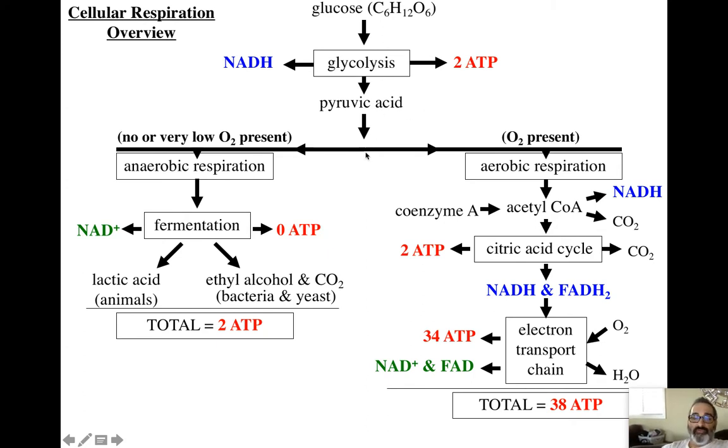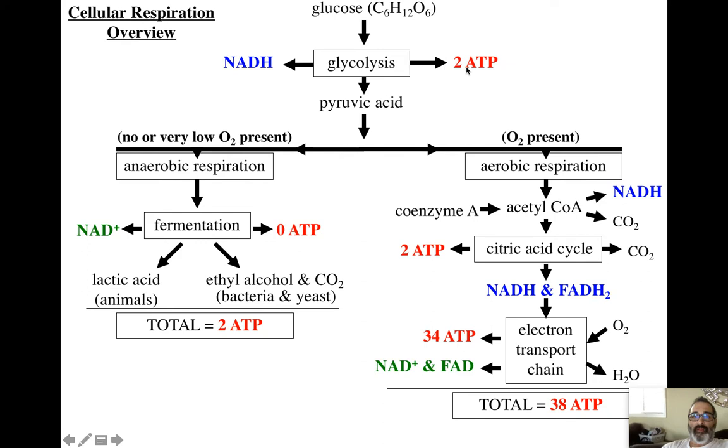Pyruvic acid then goes through another set of reactions and gets reduced during fermentation. The whole goal of fermentation is to replace the NAD pluses that were used to make NADH. During fermentation, 0 ATP are made. The two types of fermentation that you need to know about are lactic acid fermentation, which primarily happens in animals but happens in other things also, and alcohol fermentation, where bacteria and yeast produce alcohol, and CO2 is also a product there. Total ATP anaerobically is 2.